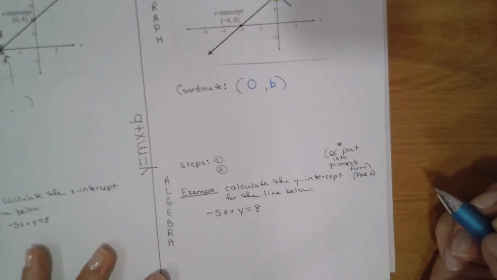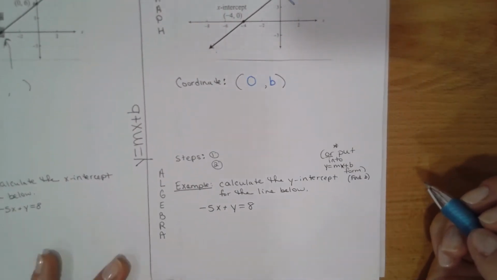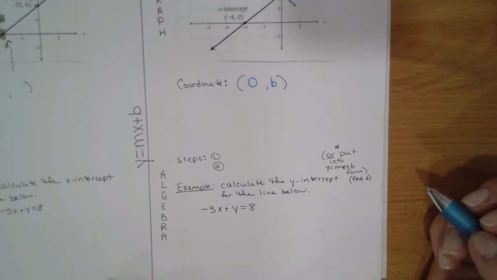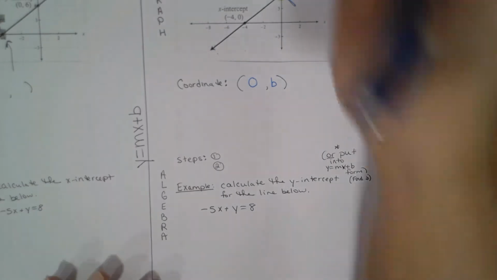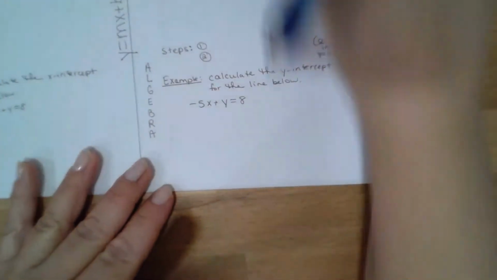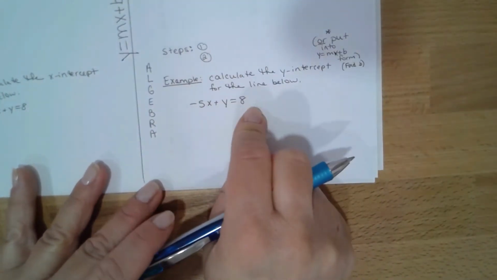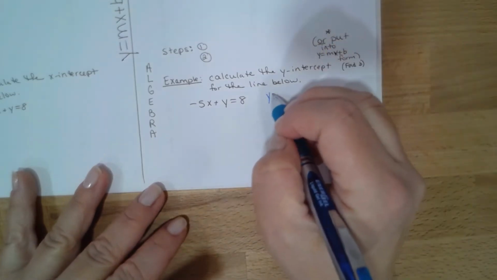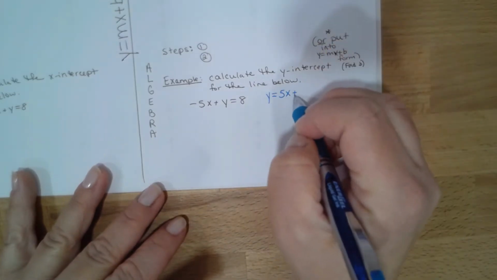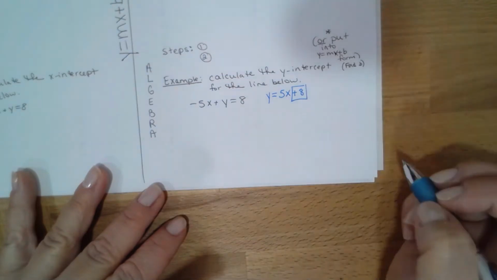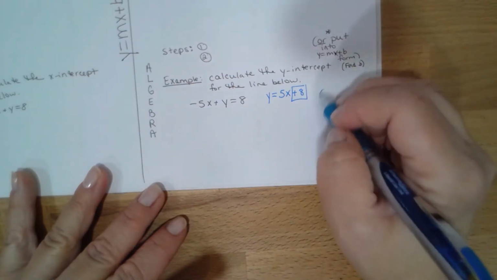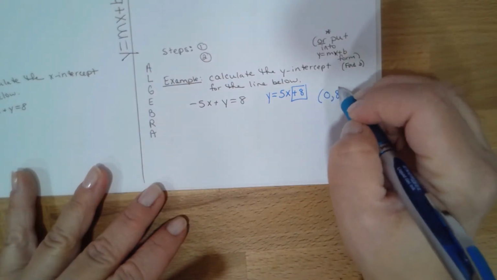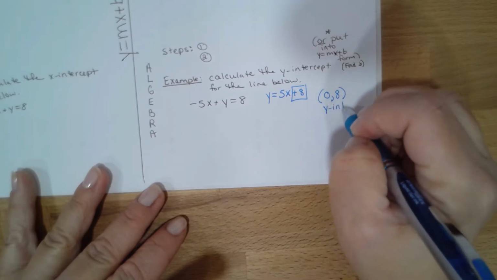Now, what happens though when we don't have a graph, and I'm going to ask you to calculate the y-intercept when we just have an equation? So you guys already know, if you put this into y equals mx plus b form, you can clearly identify what the y-intercept is, right? And we should really write it as an ordered pair.